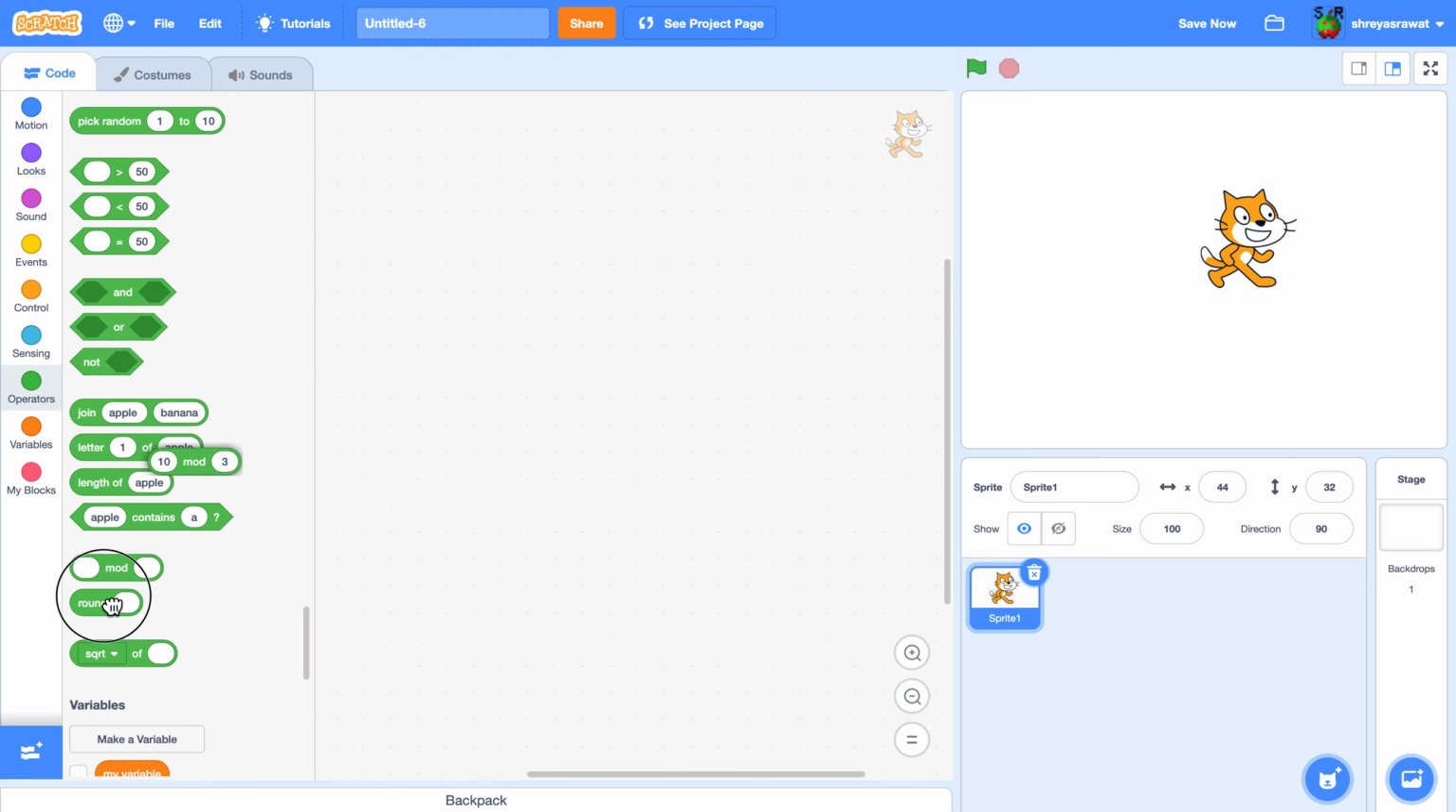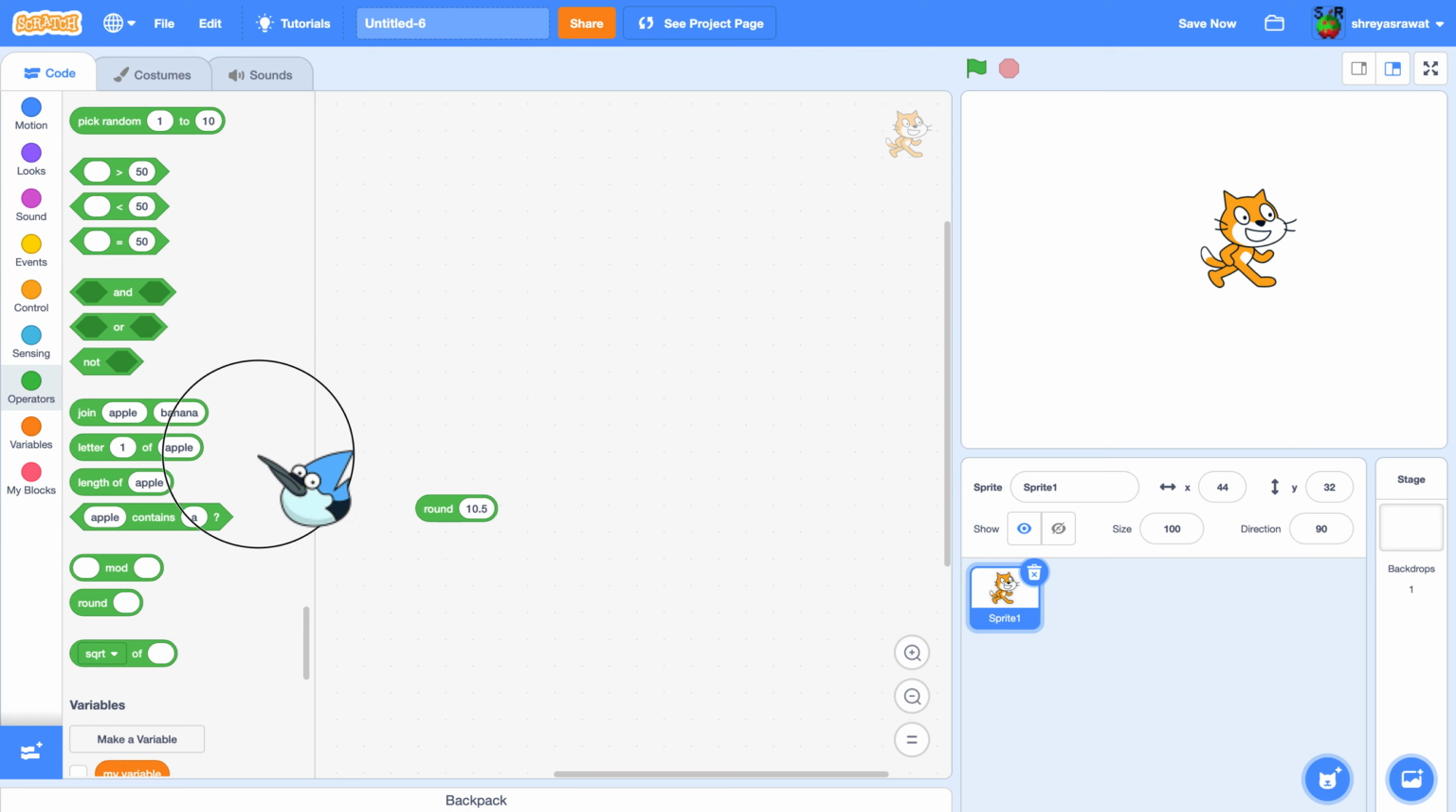Okay, the next one is round. This is used for decimals. Decimals like 10.4 will be rounded to 10 because 4 is not a 5 or greater, so it will just be rounded down to 10. If I put 10.5, then it will be 11 because 5 is 5 or greater.